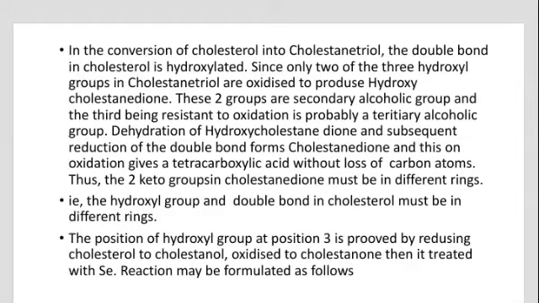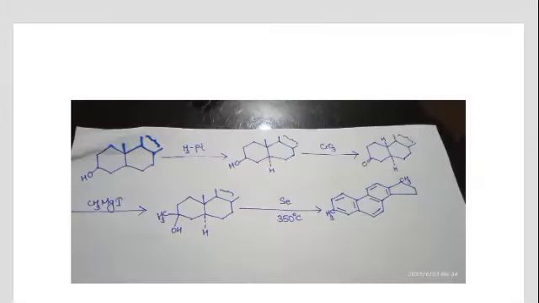Thus, the 2 keto groups must be in different rings. The hydroxyl group and double bond in cholesterol must be in different rings. The position of the hydroxyl group at position 3 is proved by reducing cholesterol to cholestanol, oxidizing it to cholestanone, then treating it with selenium. The reaction may be formulated as follows. The reaction is given here.